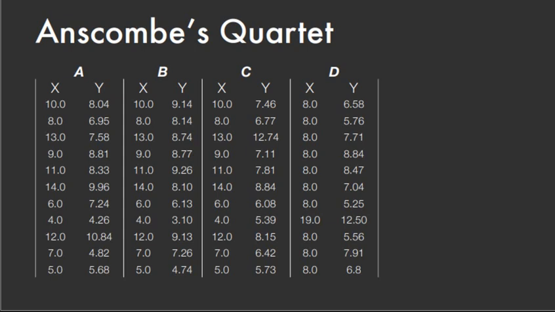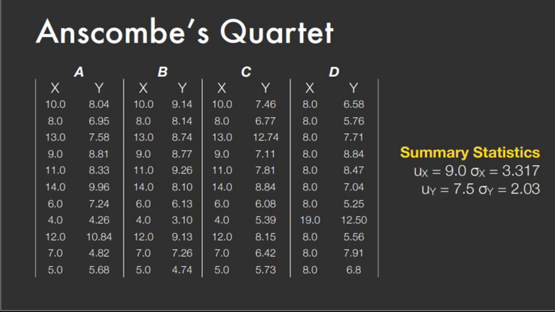Has anyone heard of Anscombe's Quartet? This is a really cool data set that was developed by a guy whose last name was Anscombe. 4 different groups, A, B, C, D, and each group has 11 coordinate pairs. There's an X and a Y value for each pair. X could represent height and Y could be weight of 4 different groups. Does that make sense? X could be fuel efficiency and Y could be horsepower.